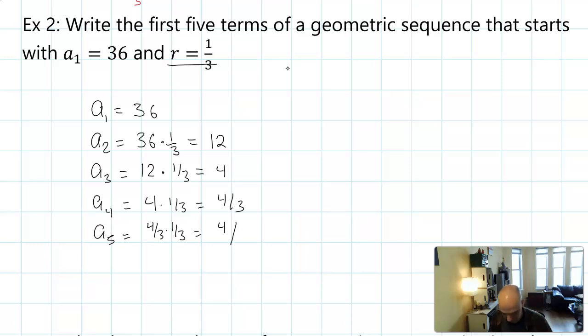or 4/9. So again, we had a fractional ratio, so our sequence is decreasing down towards 0, even though our starting term was fairly large. And that would be the first 5 terms of the geometric sequence.